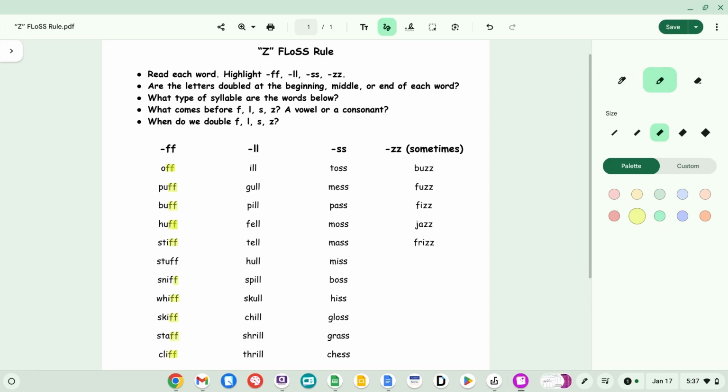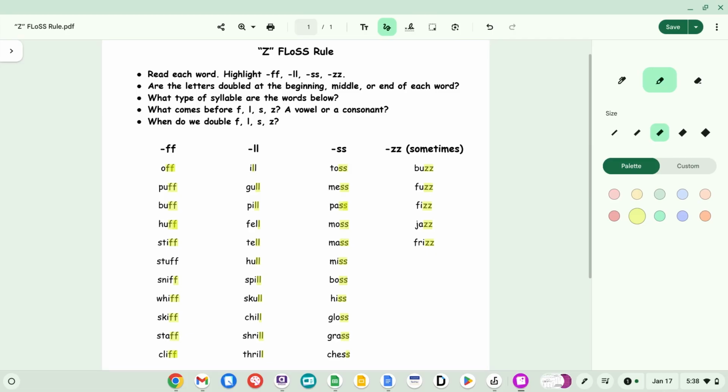And notice that all of these are double L's and F's. The next question is, are the letters doubled at the beginning, middle, or end of the word? I want my students to start to notice that all of these are doubled at the end of the word. The next thing I want them to notice is what type of syllable the words are. Very quickly you can see that they are one-syllable words, and this is after I have taught them what a syllable is.